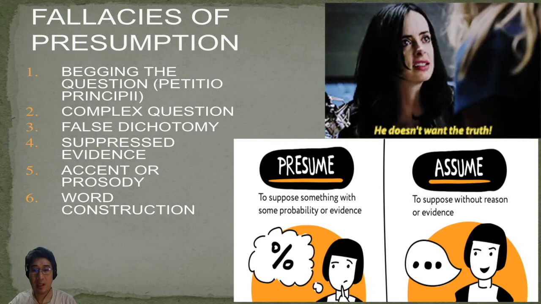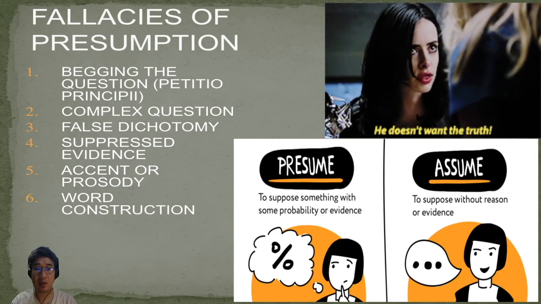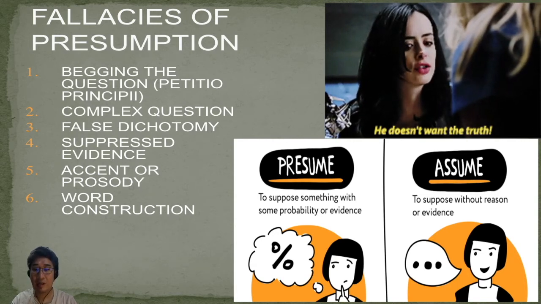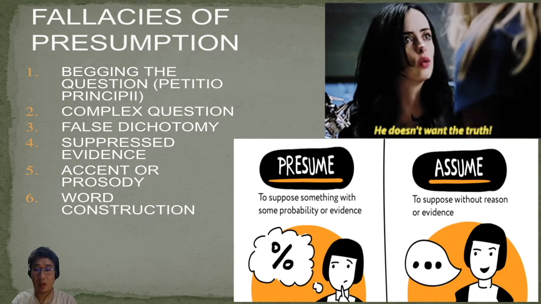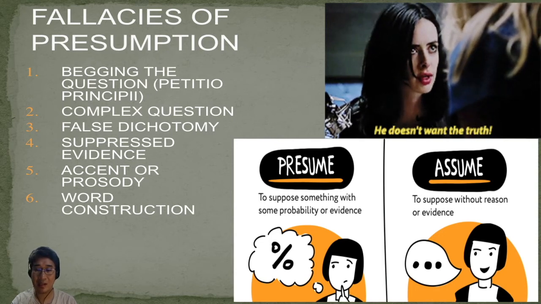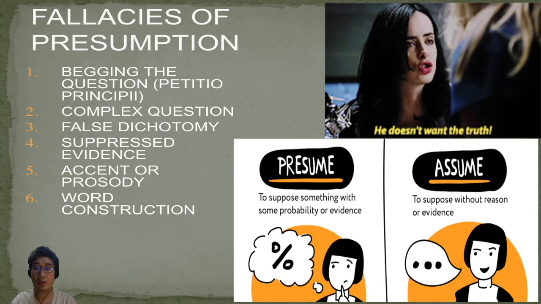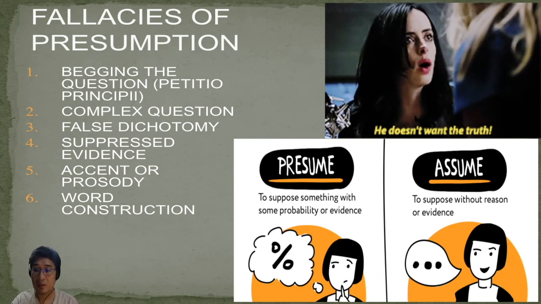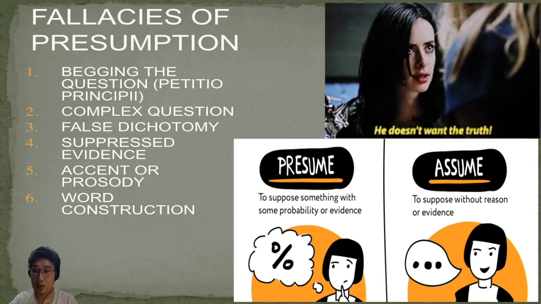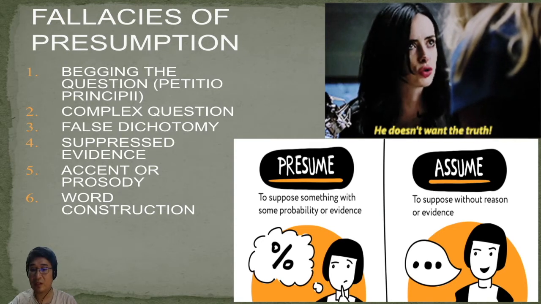In this slide, we're going to discuss fallacies of presumption. We have 6 types of fallacies of presumption. Now, before we discuss that, we have to determine first the meaning of presumption. Presumption or presuming is different from assuming.